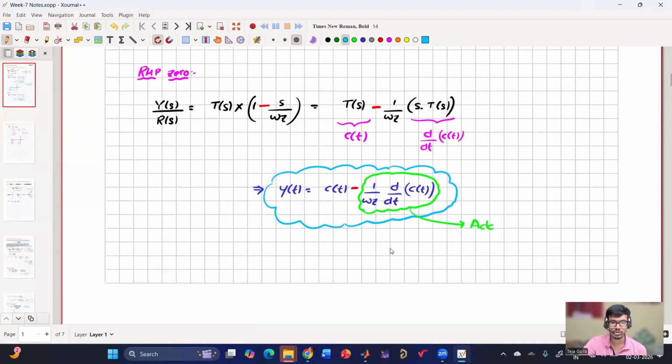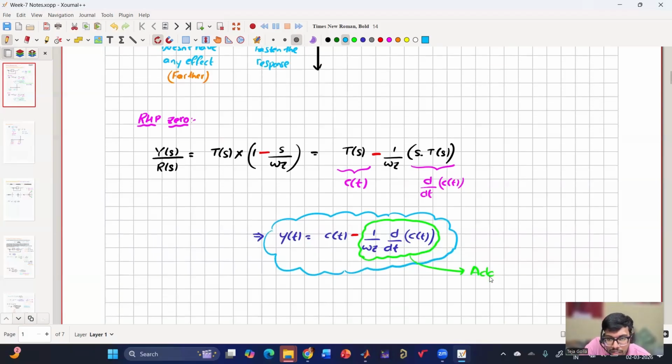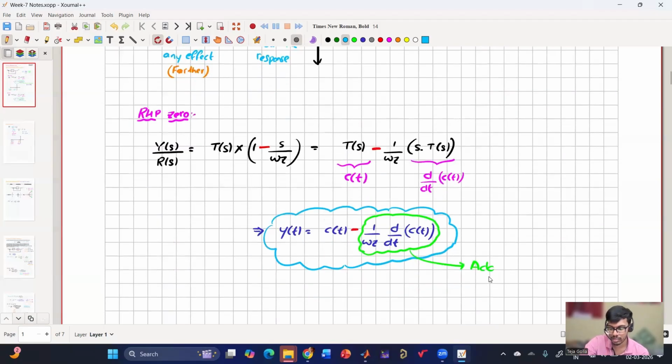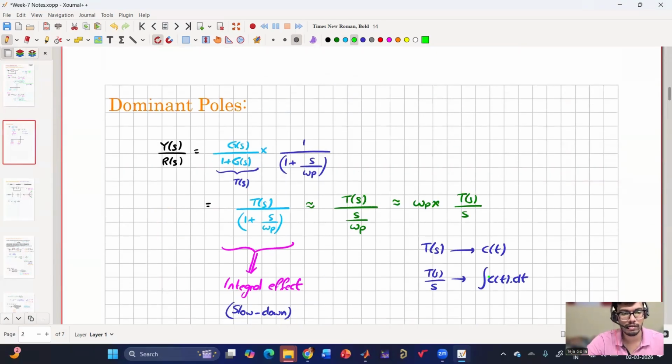If we have an RHP zero, it will have... why have I written ADC? Okay, adding an RHP zero, I think I missed it. So this is adding an RHP zero. An RHP zero will have a derivative effect, but negative. So it will have an initial dip, and then it will follow.